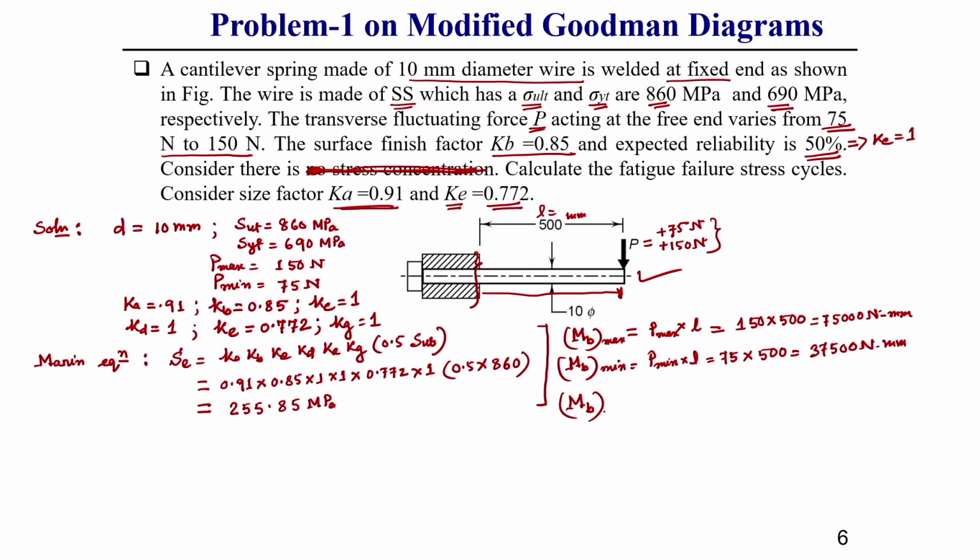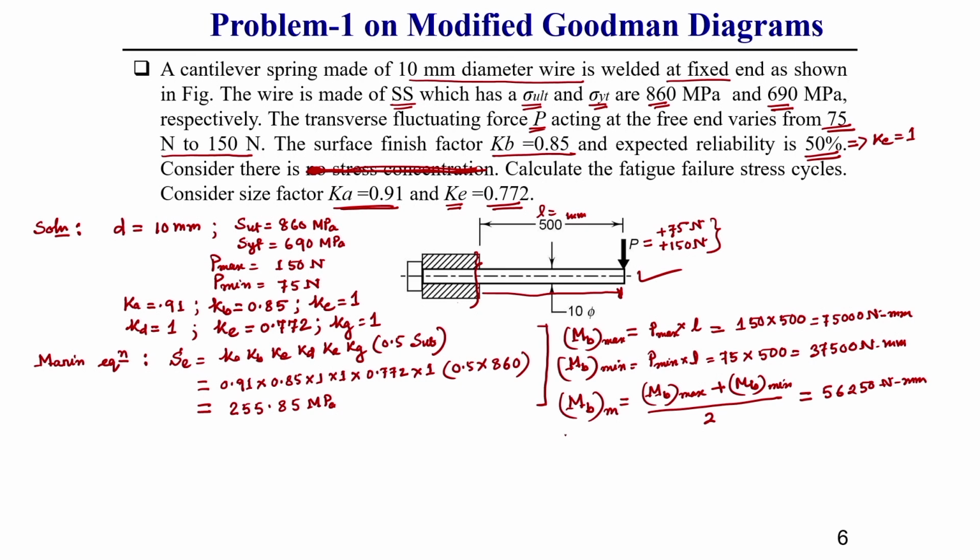So, let us consider the mean bending stress. We know the mean bending moment is MB maximum plus MB minimum divided by 2. This will give us a value after calculation. I am just directly putting it: 56250 Newton millimeter. This you should keep in mind.